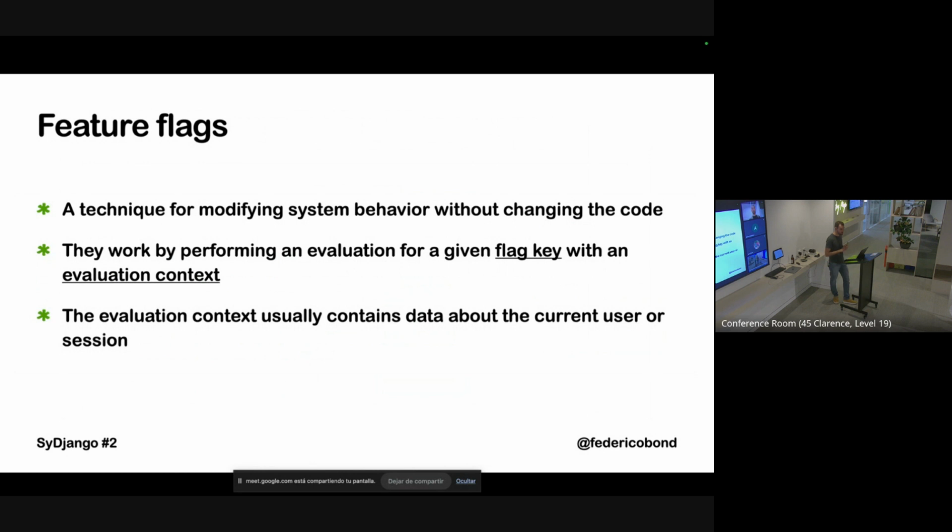For those who are not familiar with feature flags, they are a technique for modifying system behavior without changing the code. They work by performing an evaluation for a given flag key, that's probably a string, with an evaluation context. The evaluation context usually contains data about the current user or the session. So you can use that to select a certain subset of your users and use that for targeting.